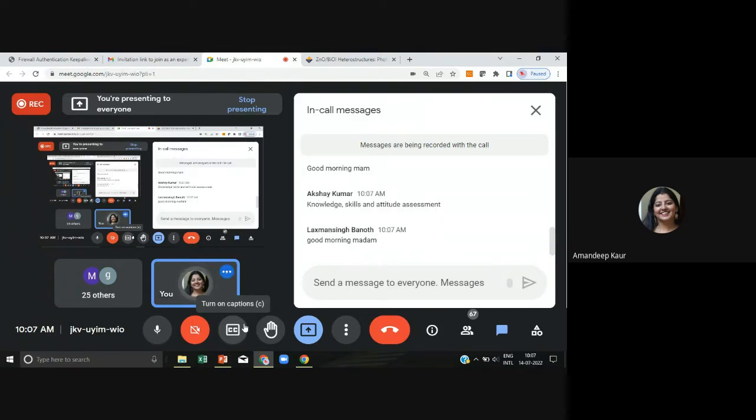What do we mean by competency for 21st century learners? Problem solving ability. May I know your good name, ma'am? Dr. Amandeep. Thank you very much, ma'am. So, problem solving ability.